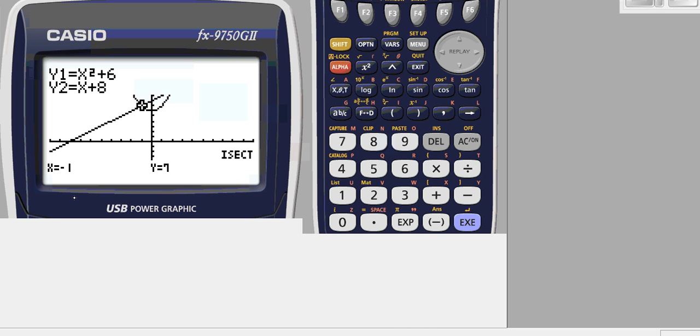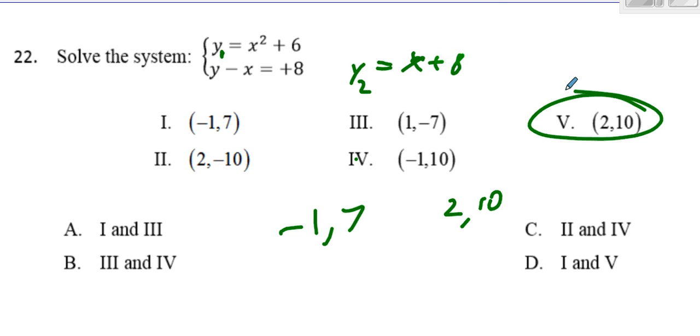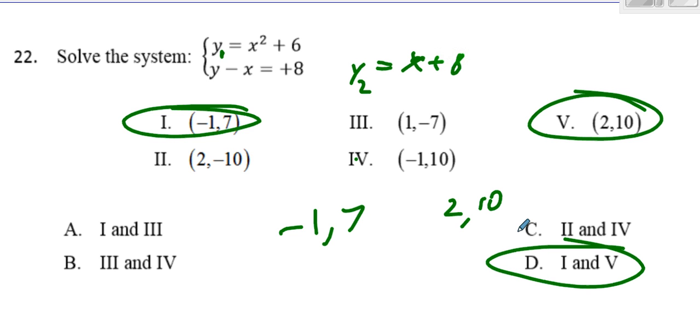You get -1, 7, and then the other point is 210. So -1, 7, and 210. 210, -1, 7. So that's D.